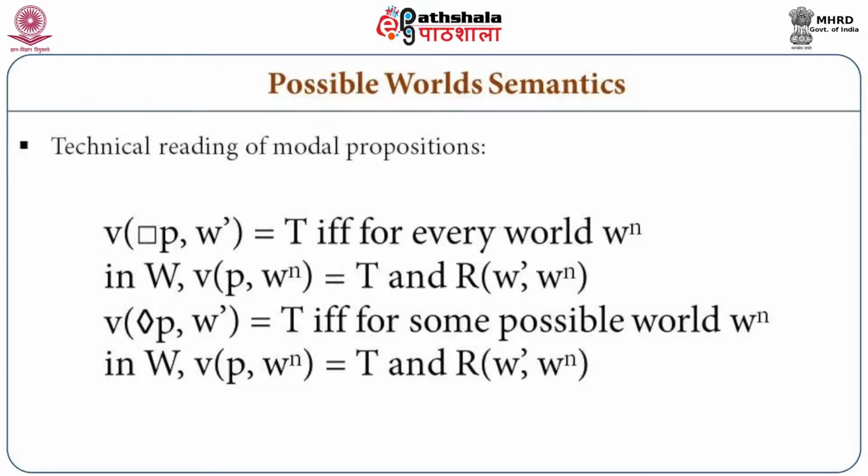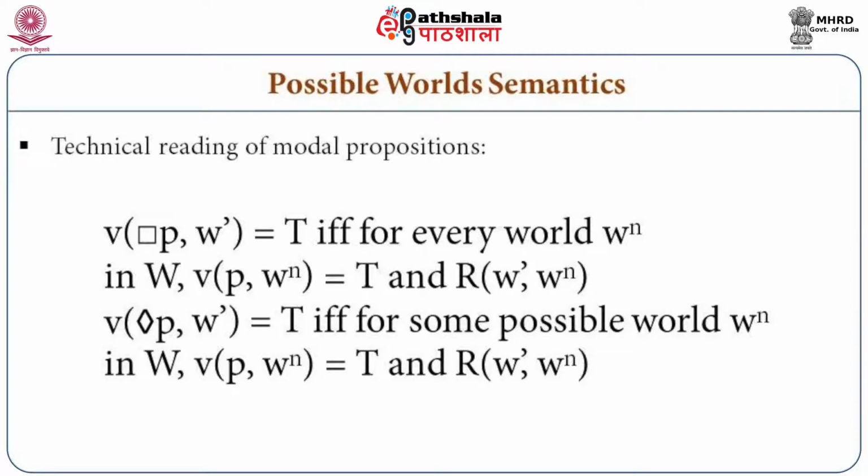V of box P in a world will be true. In other words, the sentence P will be assigned a truth value T with respect to a world W prime if and only if for every world, that means world n, in the set of all possible worlds, we can assign a valuation over the sentence P in all the worlds, and in all the worlds P is actually true, and there is a relation from world W prime to all possible worlds.